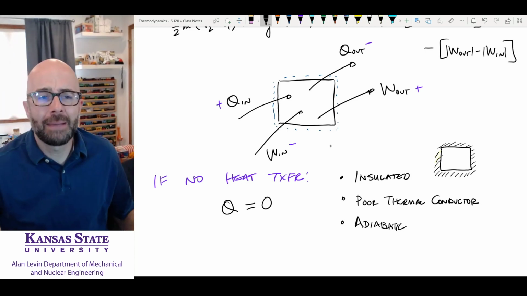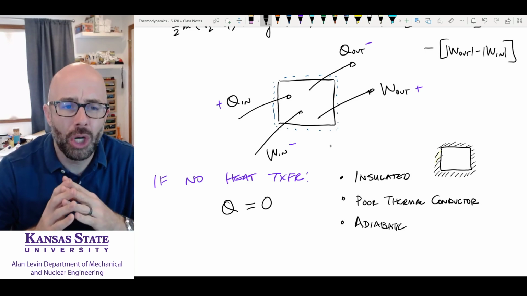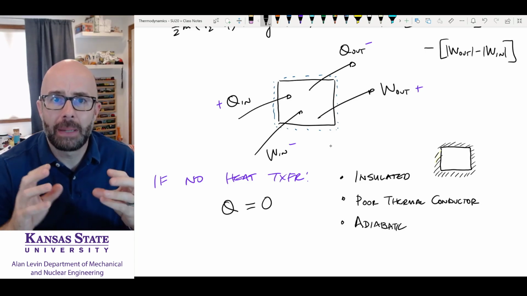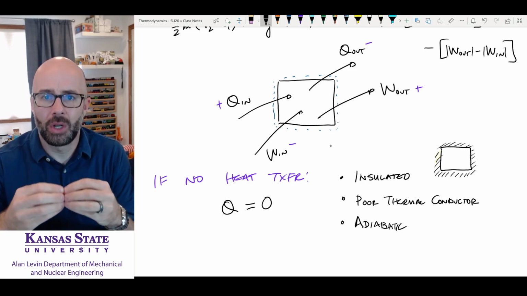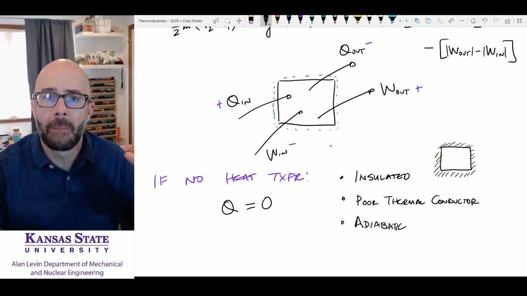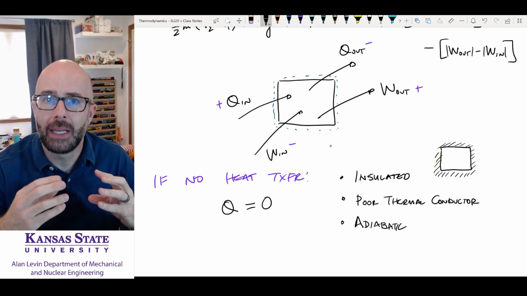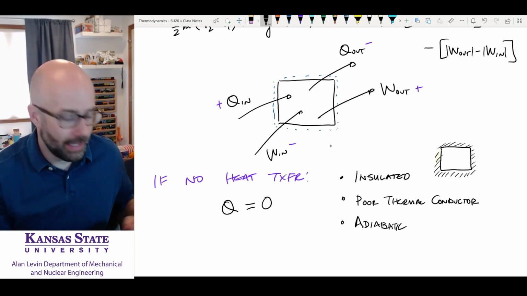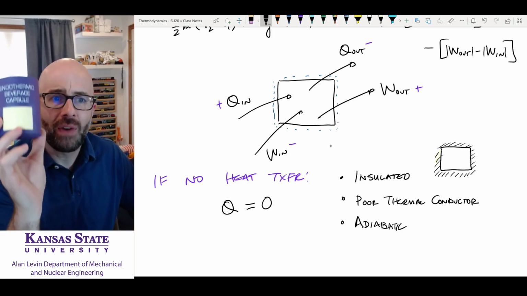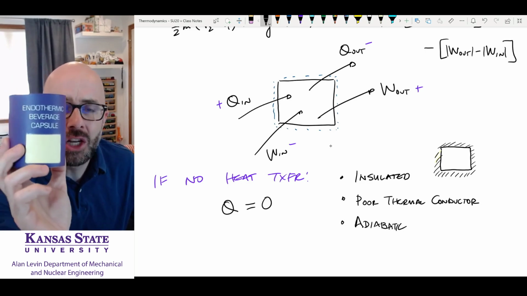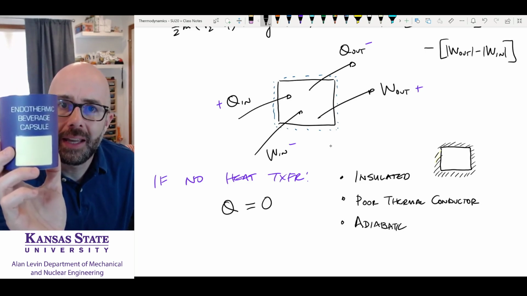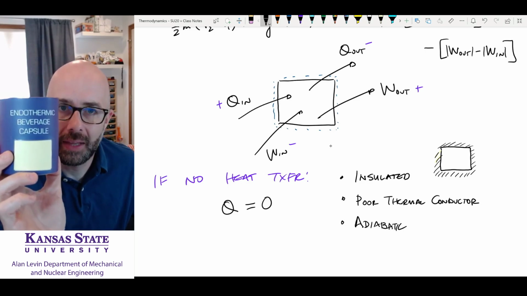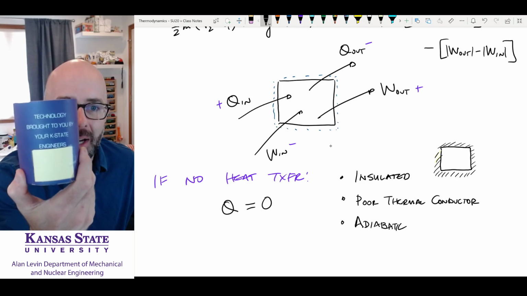Okay, think about in chemistry. When they said exothermic reaction, what did that mean? Exothermic meant that the system was going to react and give off heat. Okay, what did endothermic mean? Endothermic means it was going to absorb heat from the surroundings. I don't know if I want my koozie to be endothermic. That means it's bringing in heat from the surroundings. I don't want that. This is technology brought to you by your K-State engineers.